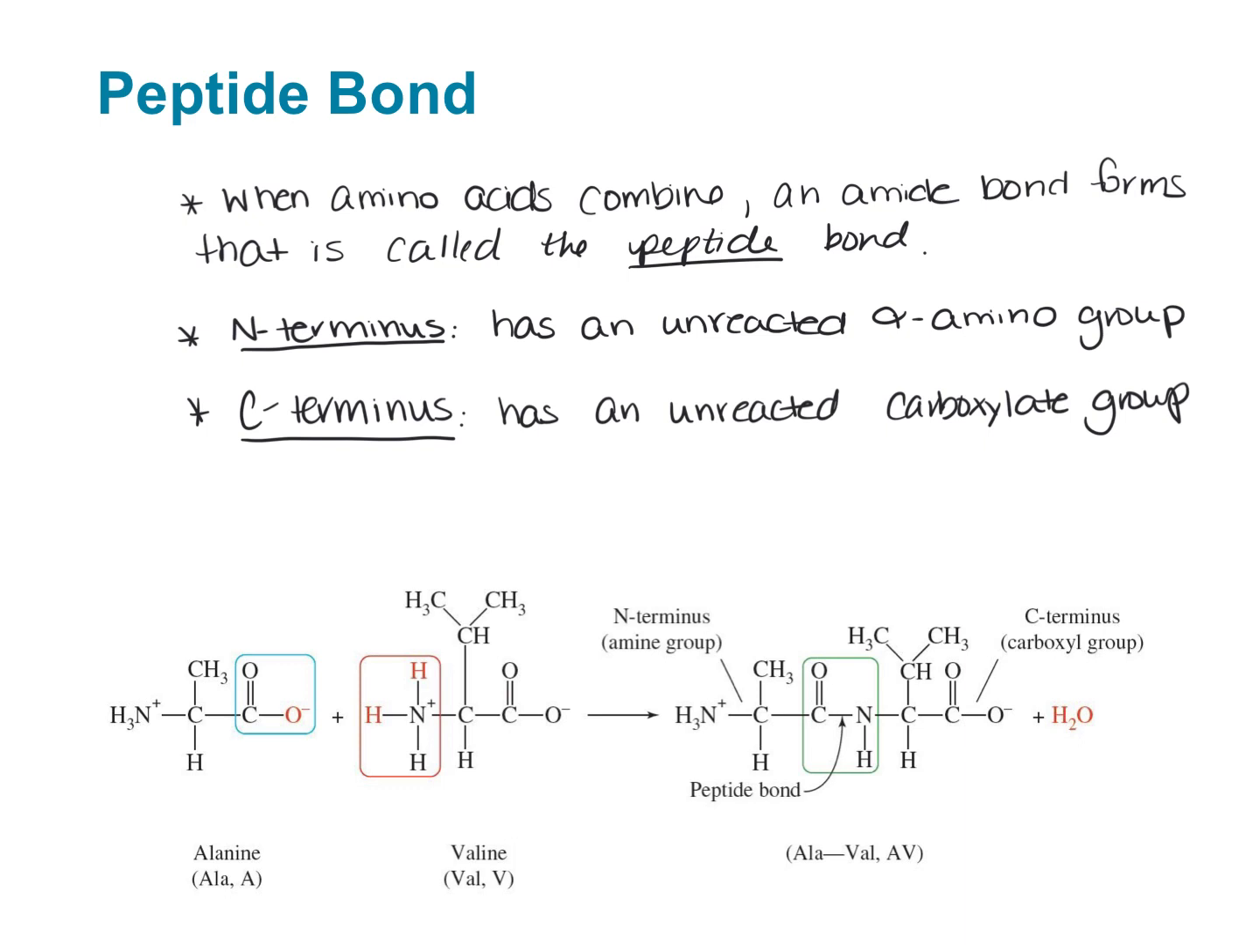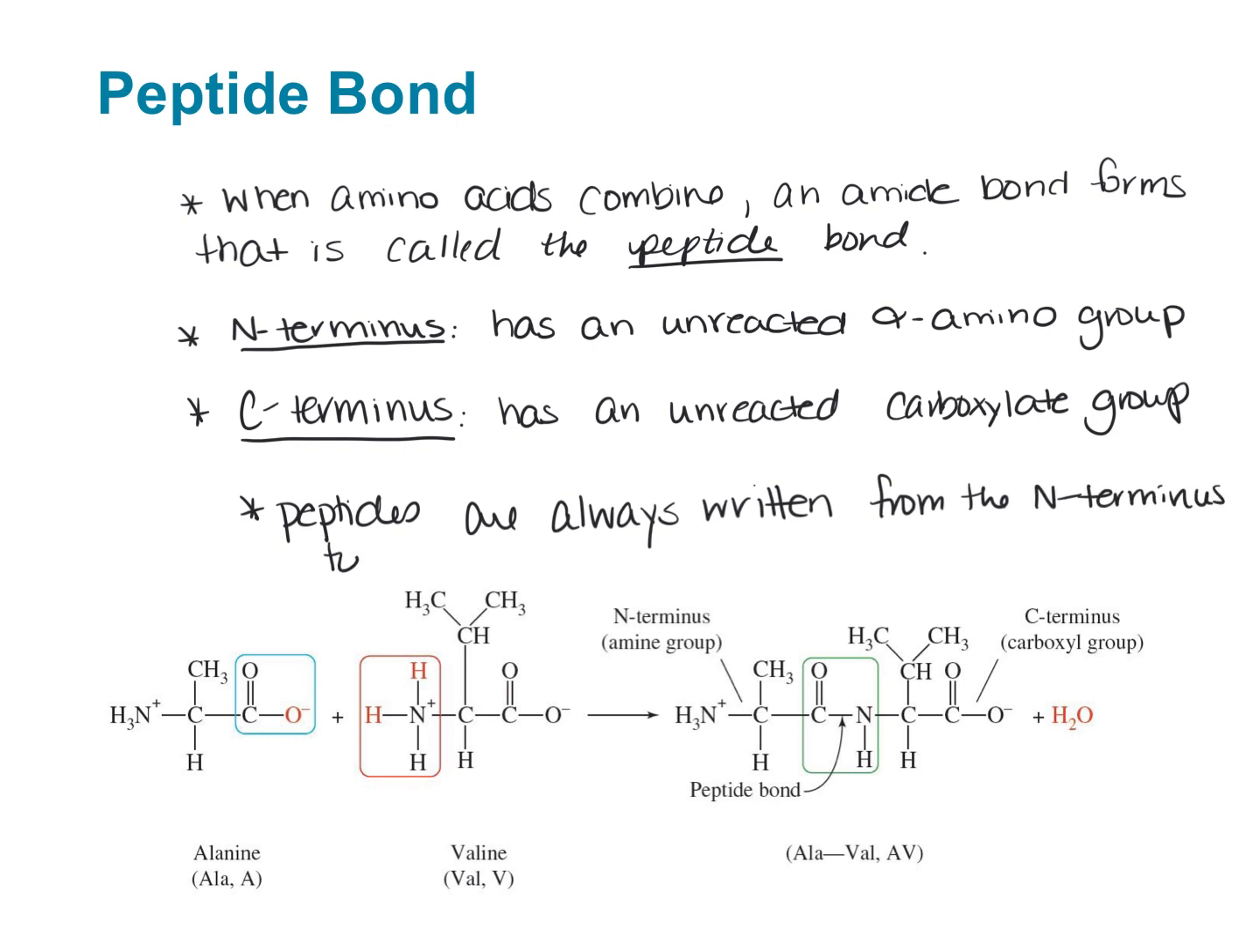Now, by convention, peptides are always written from the N-terminus to the C-terminus. So we start here with the N-terminus where that unreacted alpha amino group is, and then we read the peptide from left to right from the N-terminus to the C-terminus. And so this is how it's written.